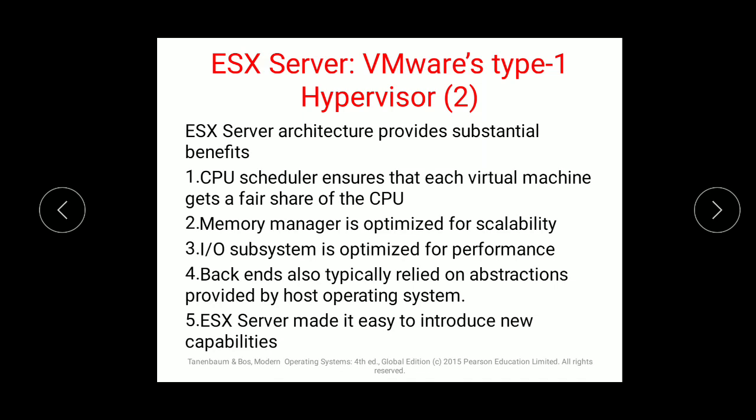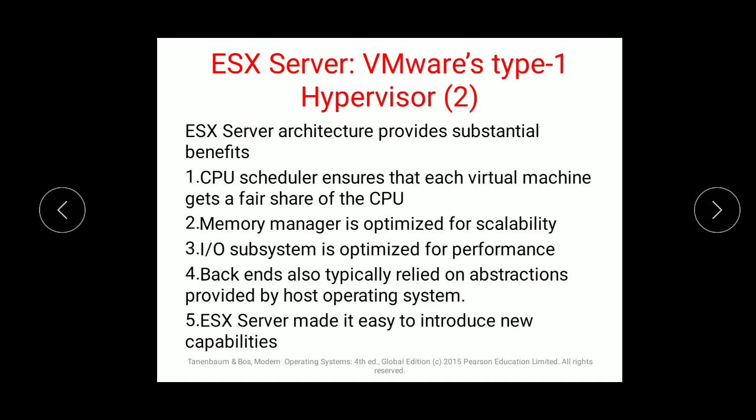Next, the memory manager is optimized for scalability. Scalability means high performance, which the ESX server makes possible. The input output subsystem is optimized for performance. So input output is also optimized at high levels, giving you high output performance through input and output as well.